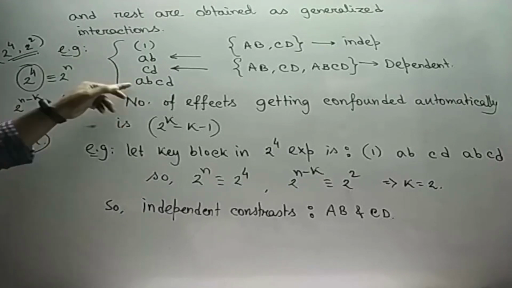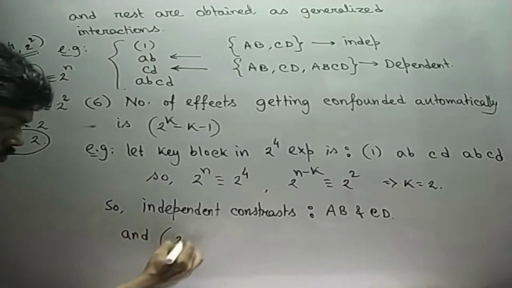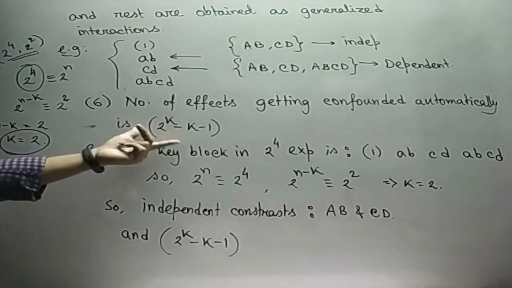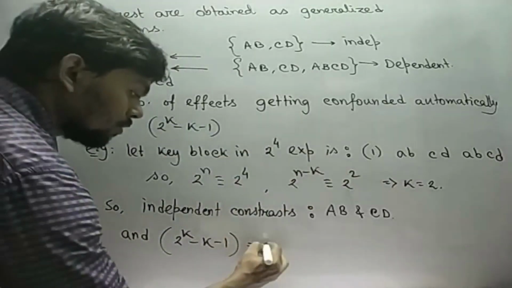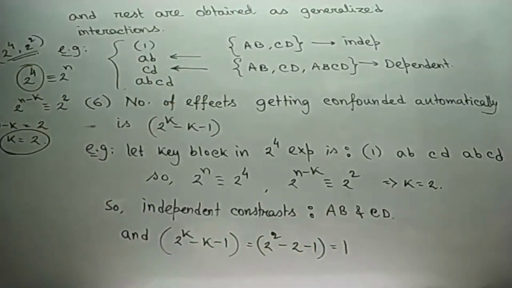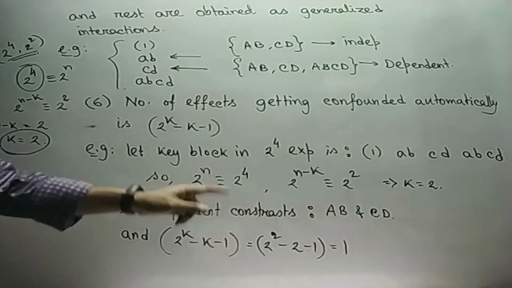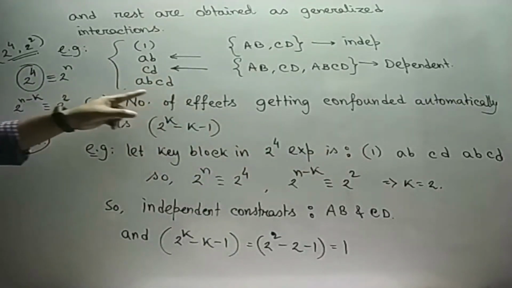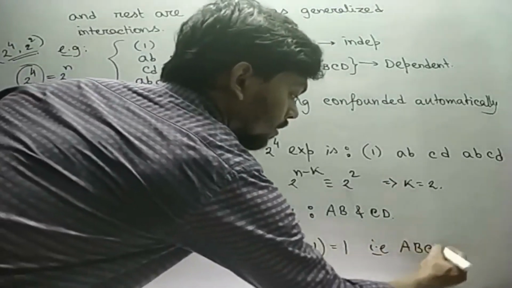So that's why 2 to the power k minus 1. What will be the value of that? 2 to the power k is basically 4, which is 2 square, minus 2 minus 1, and which is exactly 1. That means only one effect or one treatment combination will be confounded automatically, and that treatment combination in our example is basically ABCD.